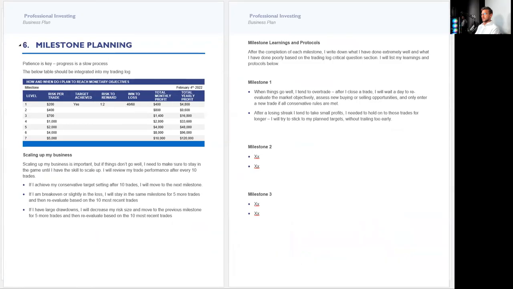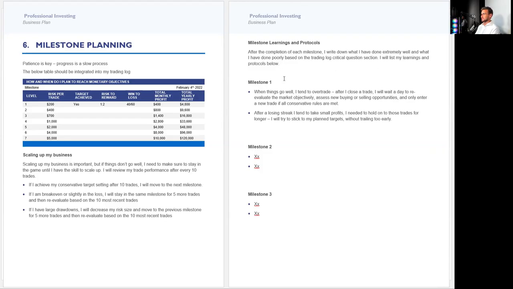One last topic on milestone planning. With all of that, what we want to do is we want to put in place protocols after each and every milestone that we achieved, right? So after completion of each milestone, I write down what I have done extremely well and what I've done poorly based on the trading log critical questions section. I will list my learnings and protocols below.